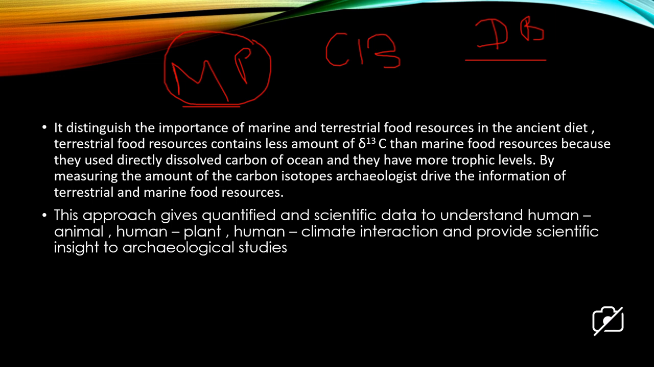On the other hand, marine plants are also high and enriched in N15, because they take nitrogen directly from dissolved ammonium nitrate. So this technique is very helpful to distinguish the importance of marine diet and terrestrial diet of past people. This approach gives quantified and scientific data to understand human interaction with animals and plants. That is the importance of this method.